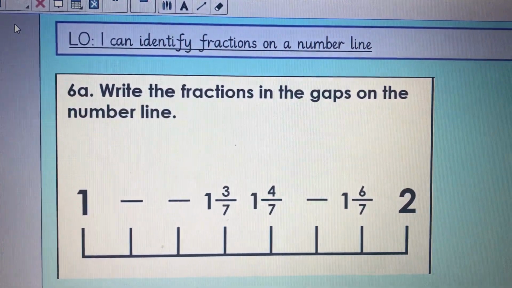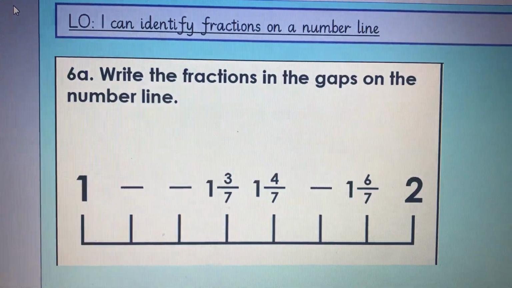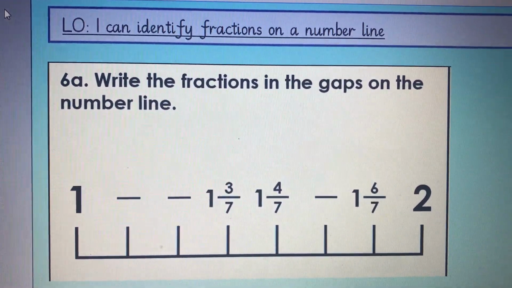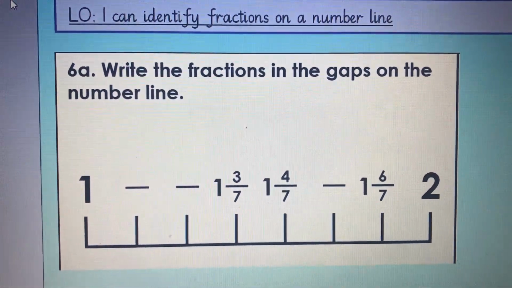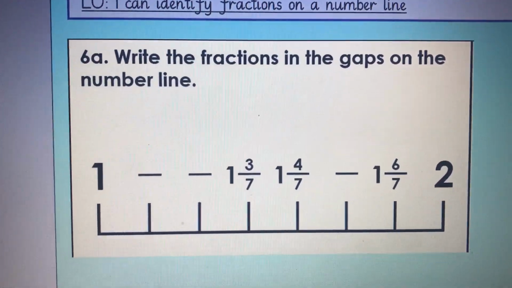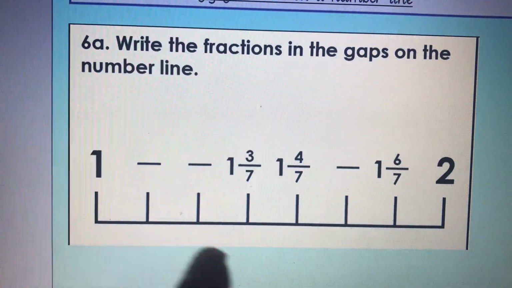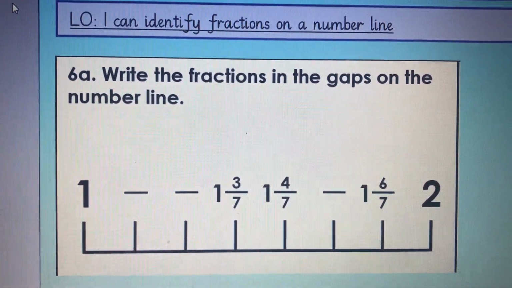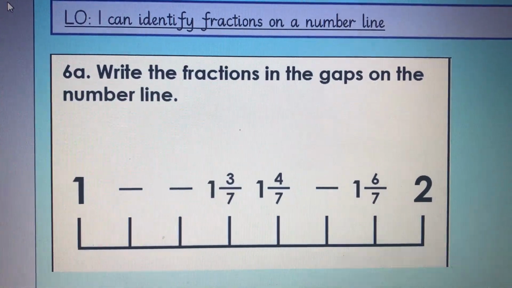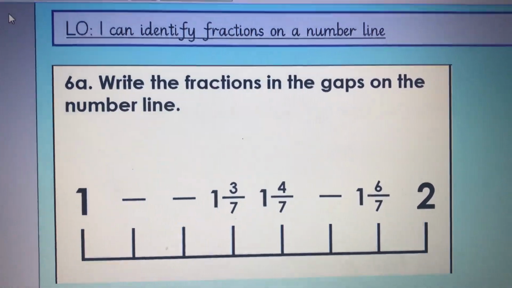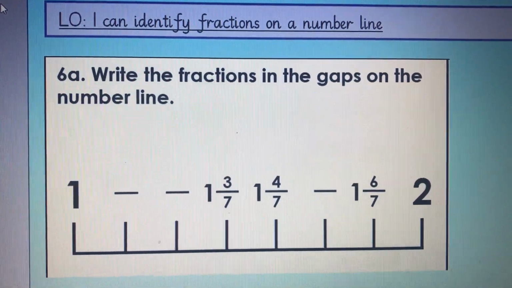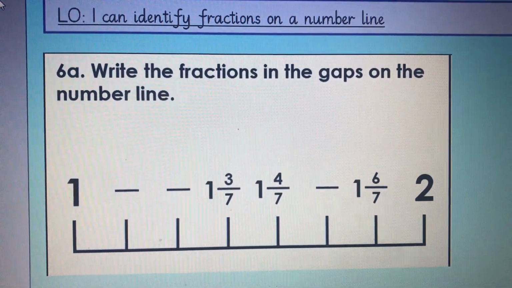This is the last question I'm going to show you. It's very, very similar to the previous one. Again, it is the number line. This time, it only shows you the fractions between 2 whole numbers. So number 1 over here and number 2 over here. And the next thing we need to do is look at the denominator. In this case, the denominator for the fractions we've got there is 7. So this number line shows you sevenths.